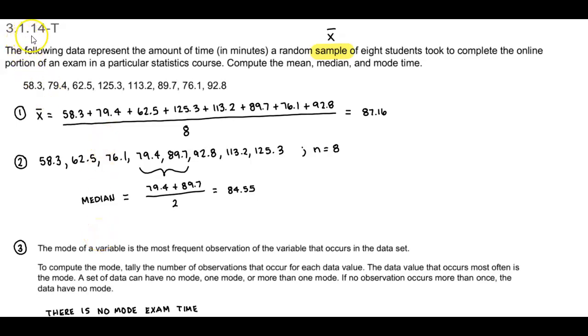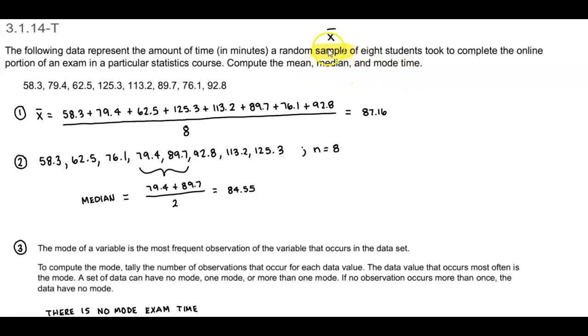In section 3.1.14-T, the question states that the following data represent the amount of time in minutes a random sample of 8 students took to complete the online portion of an exam in a particular statistics course. We want to be able to compute the mean, the median, and mode time.